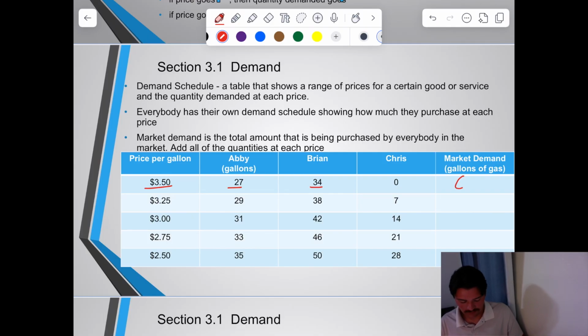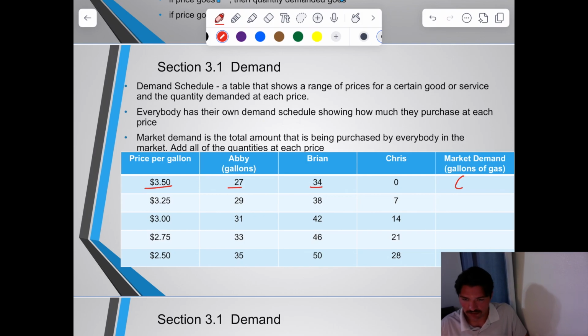All right? If the price were $3.25, what happens? We see that Abby buys 2 more, Brian buys 4 more, Chris now buys 7. So again, because the prices were lower, the quantity demanded was higher. We bought more. So we'll have 29, 38, and 7. So that should be 74. All right. If the price were $3, Abby's at 31, 42, and 14. Again, for the market demand, all you do is you add those together.